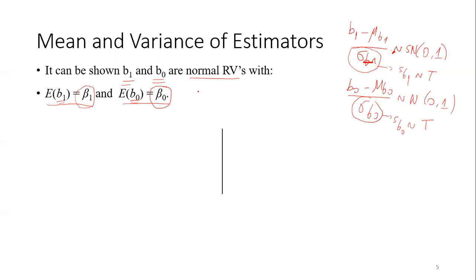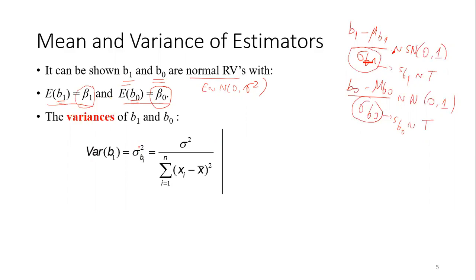So what were the assumptions? Epsilons are normally distributed with 0 and sigma square, and they are independent, and there's a linear relationship between y and x. Under these assumptions, b1 and b0 are unbiased estimators of beta 1 and beta 0. Okay, then what are the standard deviations or the variances?